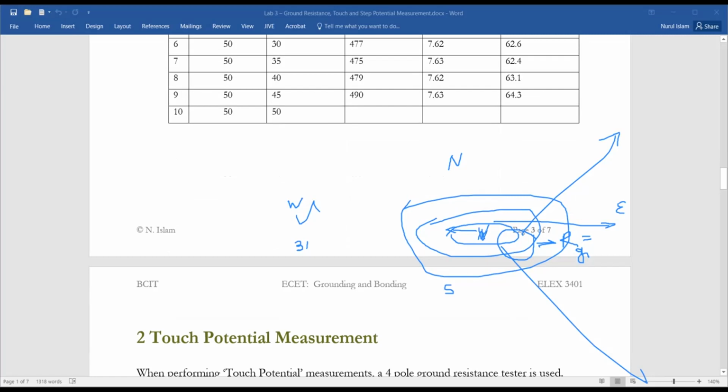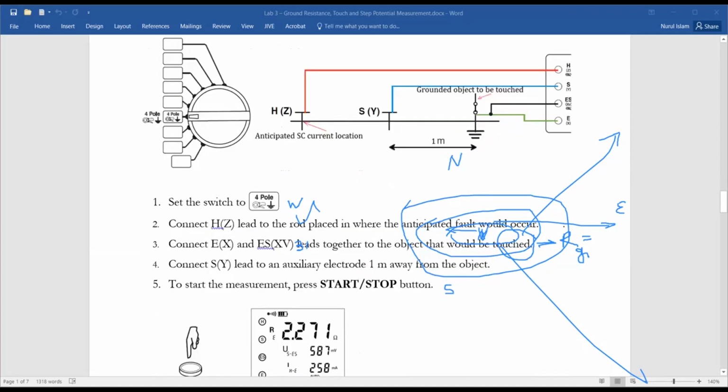And you know the definition of touch potential. Touch potential is basically the potential of any ground point 1 meter away from the grounded object. So in the video which we watched together, the grounded object was the metallic part of the truck. Okay, so from that truck 1 meter away, if you measure the potential difference or voltage difference, that is basically the touch potential.